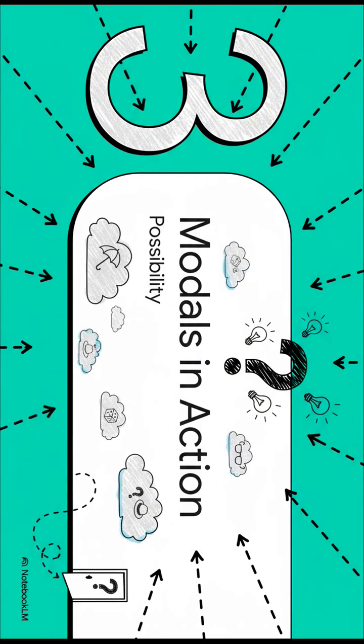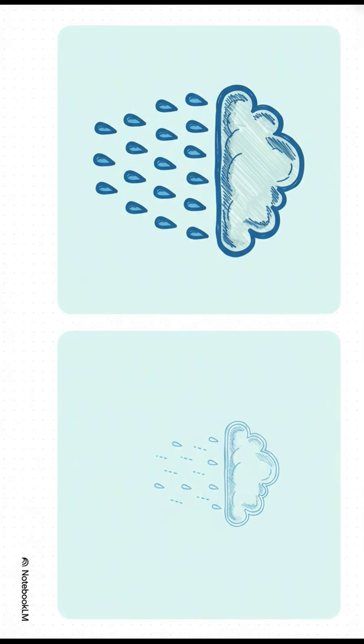Okay, next up, possibility. This is where modals help us talk about how sure we are about something. Is it a definite, a maybe, or a long shot? This is where things get a little subtle. May and might both mean something is possible, but there's a slight difference in certainty. If you say, it may rain today, it sounds pretty likely. But if you say, it might rain today, you're suggesting it's a little less certain.